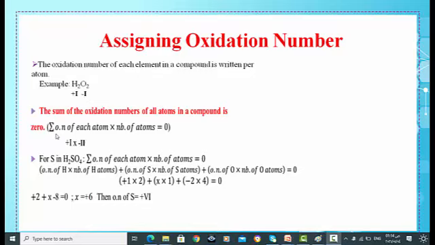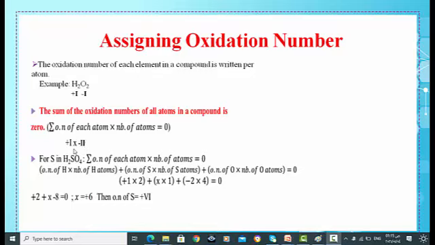It means that the sum of the oxidation number of each atom multiplied by the number of atoms of this atom is equal to 0. For example, here in H2SO4, we know that the oxidation number of hydrogen is +1, and we also know that the oxidation number of oxygen is -2. But we don't know anything about the oxidation number of sulfur, so we denote it by X.